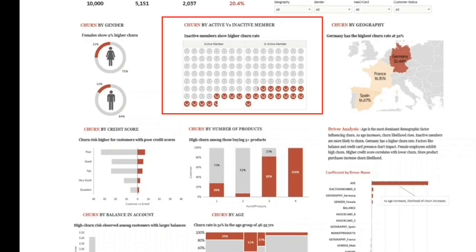Then I have used picto chart to show churn separately for active versus inactive customers. And we can see that from the sad faces or the red faces, which are actually churned customers, they are higher in the inactive category. This tells us that churn is more in inactive category.